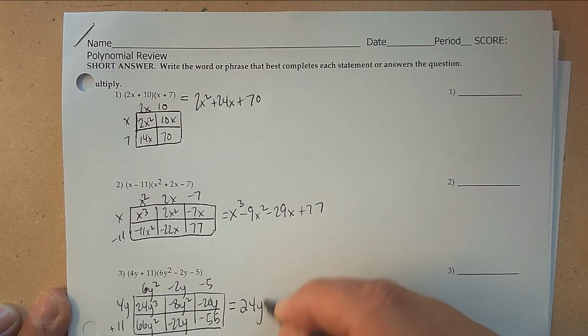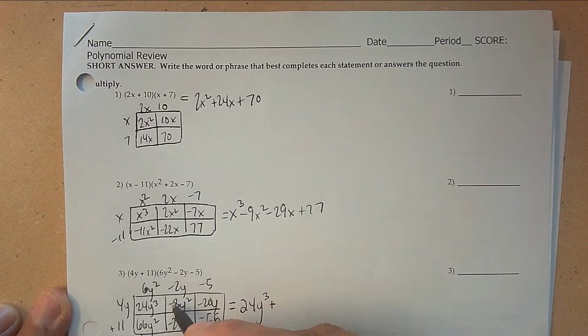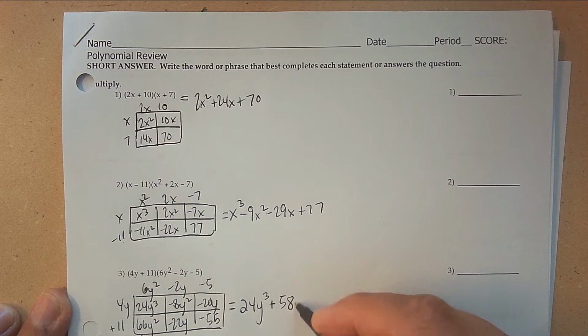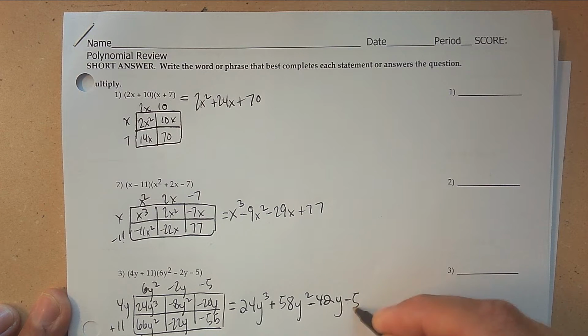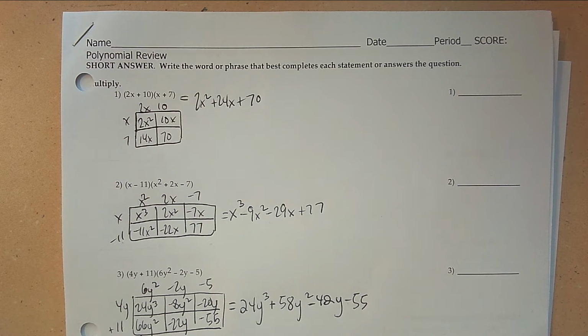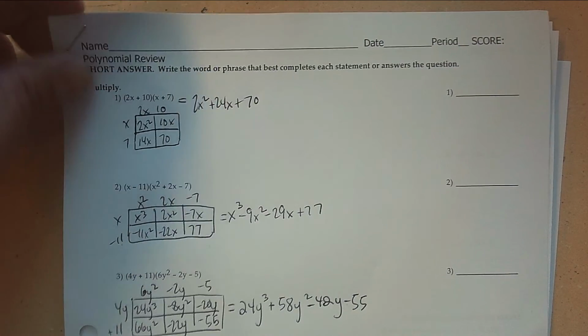So it's 25y cubed plus, let's see, 66 take away 8. I can do that. 58. Negative and negative. You're adding negative, so it's negative 42. And then the negative 55. So first skill there, multiplying out. Next skill right underneath it.